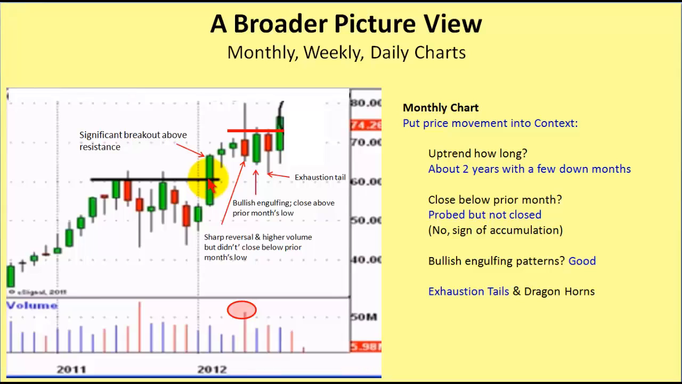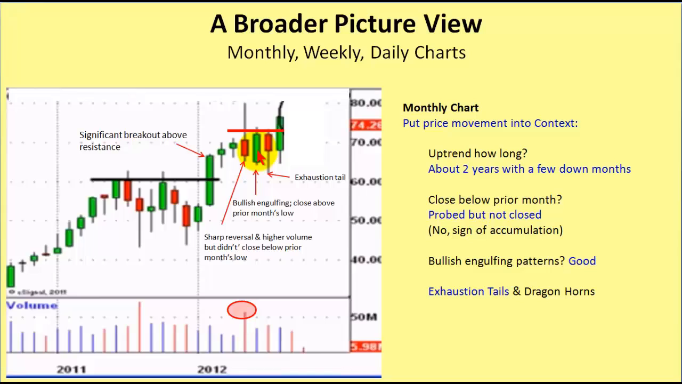So it finally breaks above this resistance and moves higher. Then again, you have a month where it's a lower close than the prior month and it's on increased volume. Now, although the stock did close lower than the prior month, it didn't close below the prior month's low like it did in our first example.